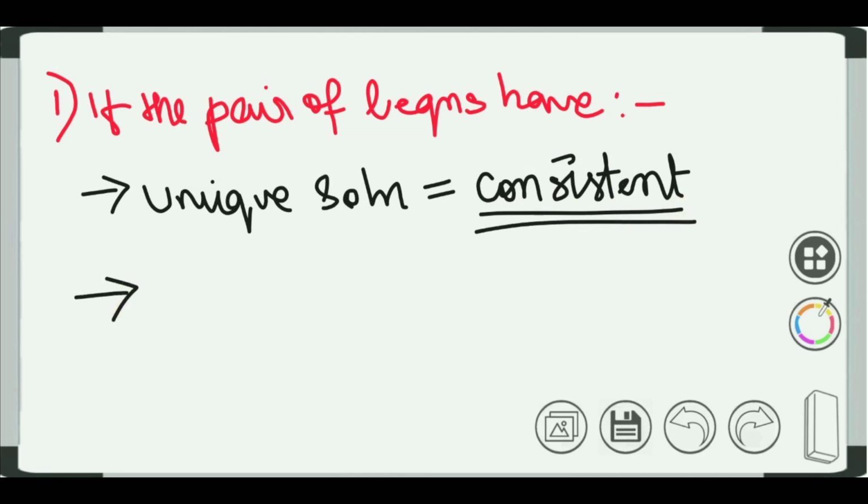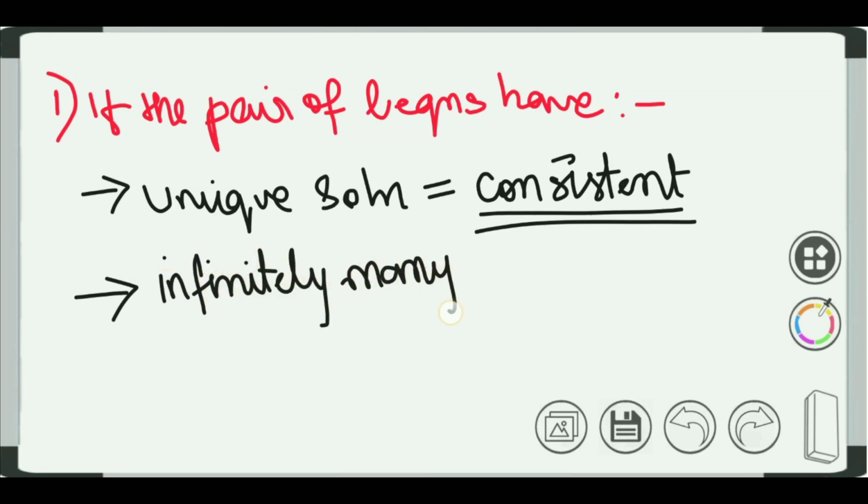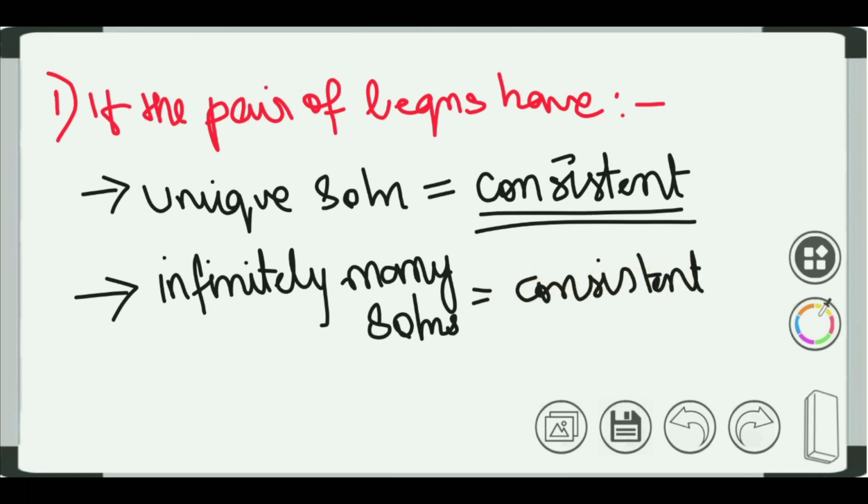Second one, if they have infinitely many solutions. Infinitely many solutions means what? A1 by A2 is equal to B1 by B2 is equal to C1 by C2. In this case also equations are consistent. Okay, note it down. The last one, what is that? No solution. No solution means which condition? A1 by A2 is equal to B1 by B2 is not equal to C1 by C2. In this case equations are inconsistent.